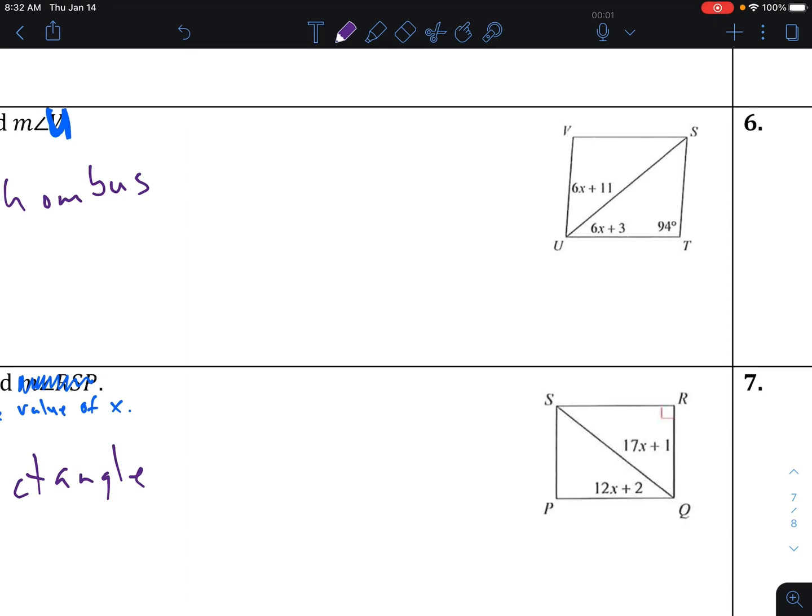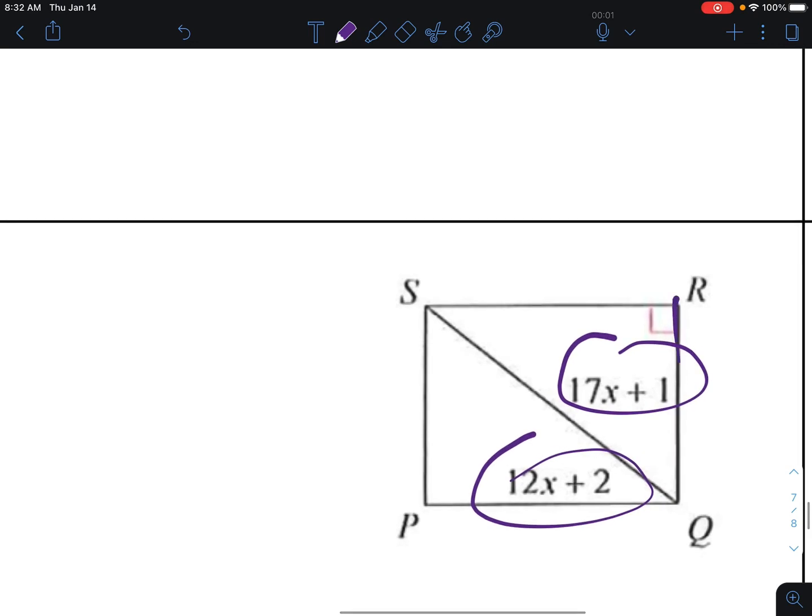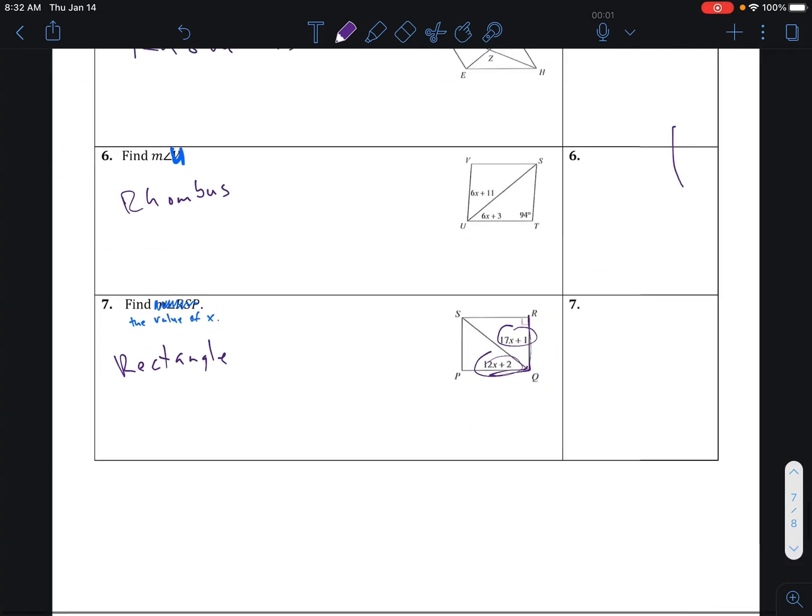And in this one, think, because it's not congruent, right? It's not a rhombus. So these two pieces aren't congruent, but we know those two pieces should add up to the whole degree measure, which is 90 degrees. So little hint for you.